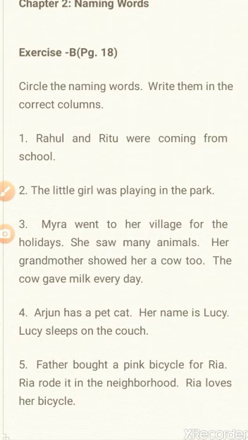Let me repeat the answers for this question. Rahul, Ritu, school. These are the naming words. Rahul and Ritu name the people, so you will write them in people's column. School is a naming word. It's a name of a place. So you will write school word in the places column. Have you written?